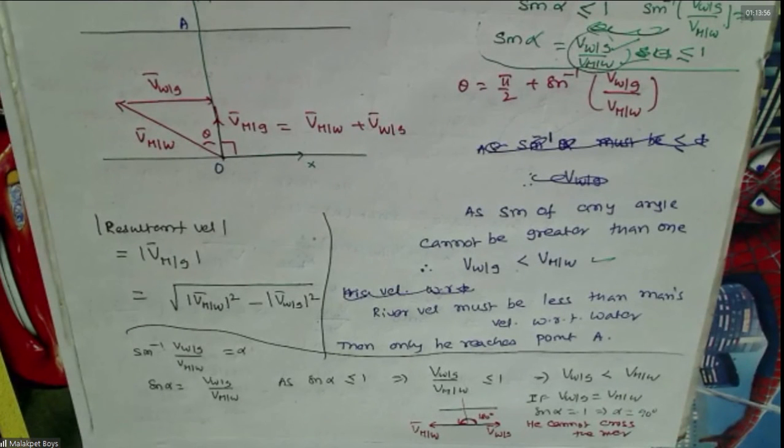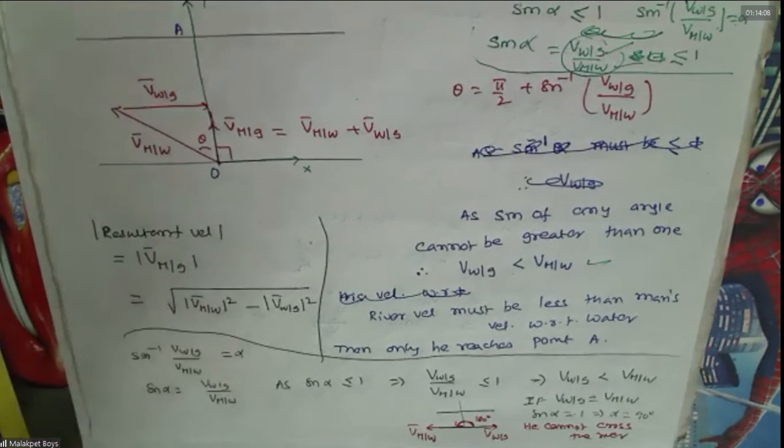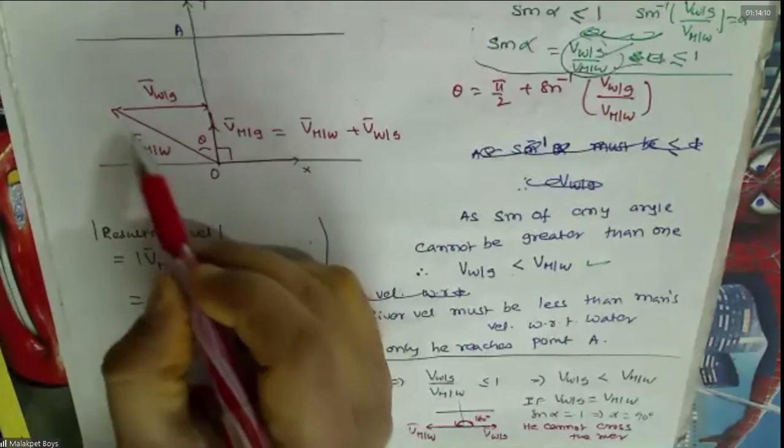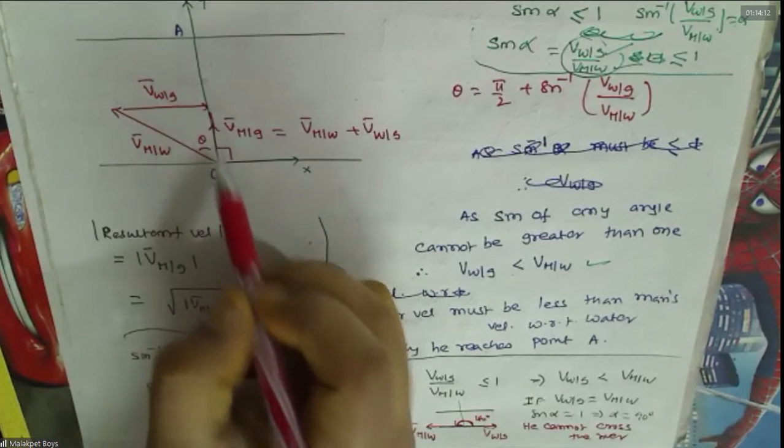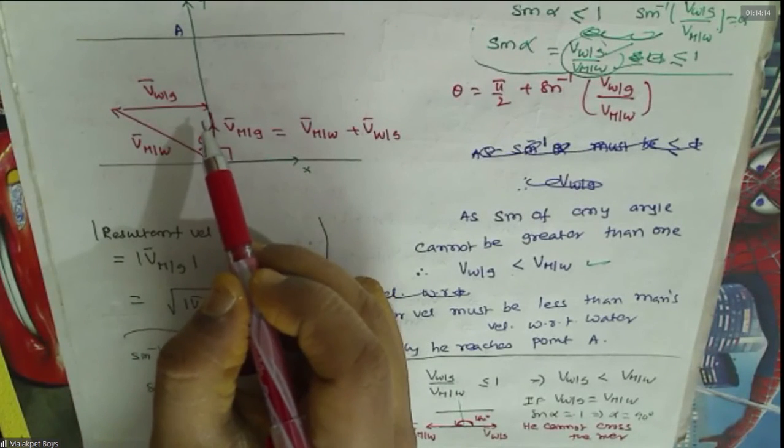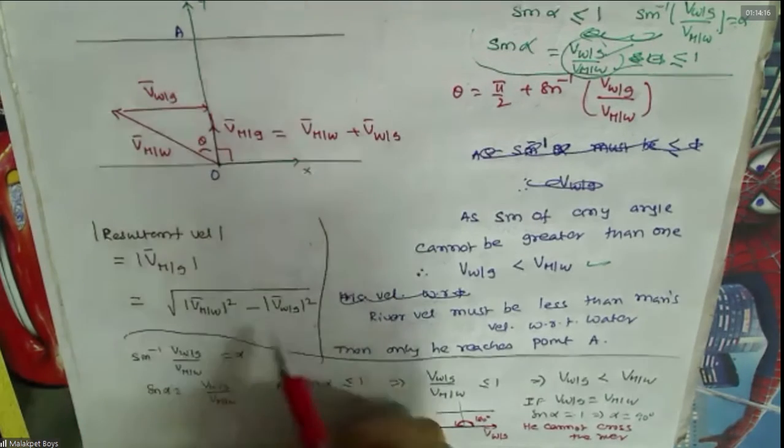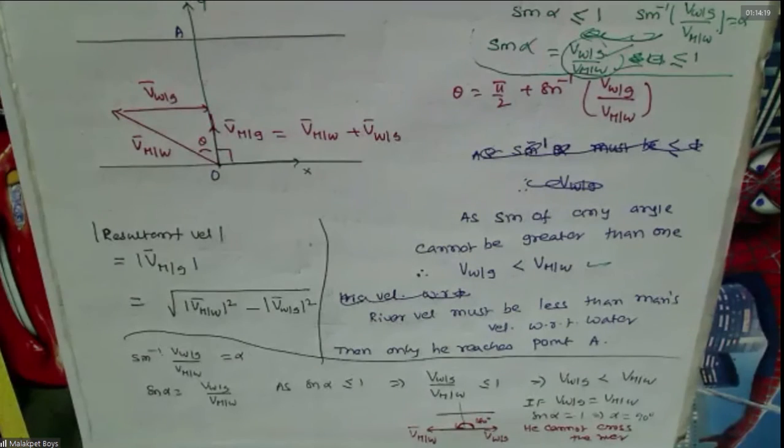Sir, in this certain velocity... Yes, square root of, sorry, no, man, this is the hypotenuse. We need this, no? Yes, sir. This square minus this square, no? Okay, sir. Yes, sir, understood.